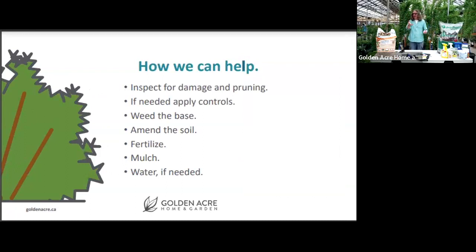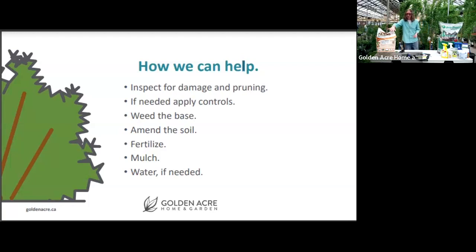We're going to look if we need any controls. Maybe last year we had some bugs or some disease. We're going to weed the base. Trees are breaking dormancy, and so are other things, including our dandelions, our creeping bell, all of those good things. We need to look at that.